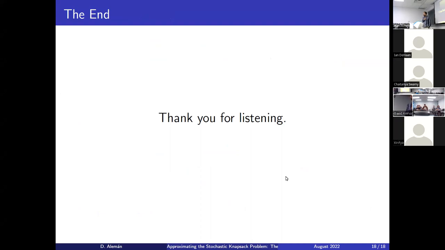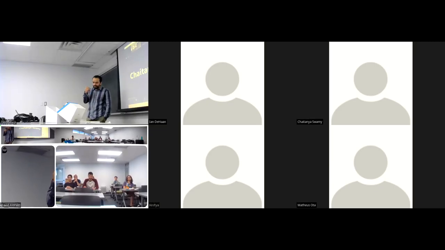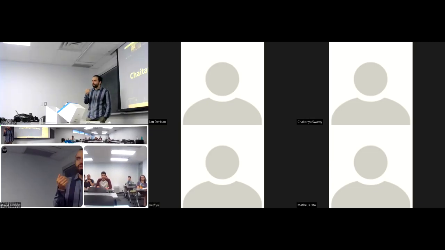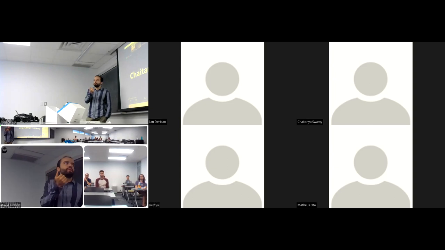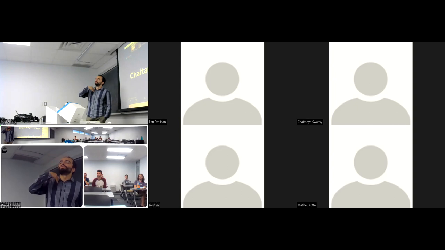Yeah, so we want to compare our algorithm with the best possible algorithm that has the exact same information as we do, right? An arbitrary adaptive policy has the same initial information as we do.